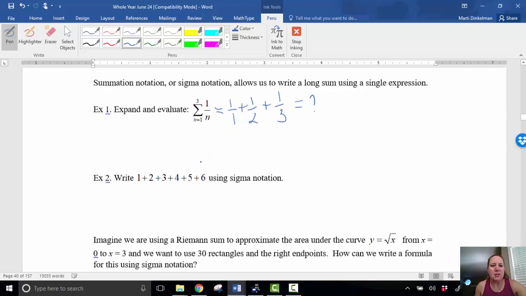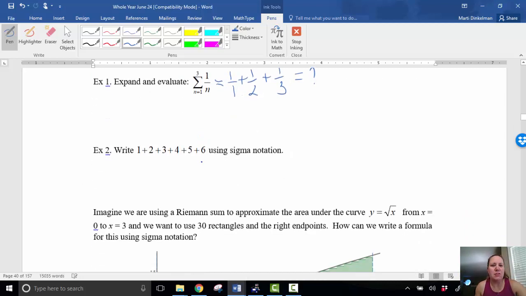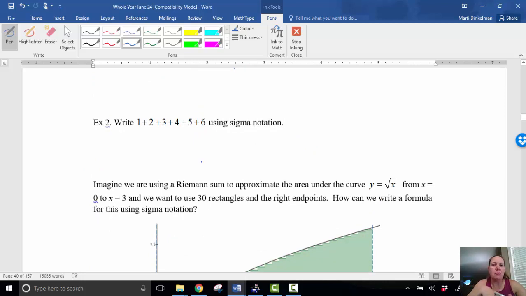Sometimes, and we're going to go through this more when we get to the later sections, we're going to have to write things in sigma notation. There's a couple ways we could do it. I'm going to go with n, starting with n is 1, and then we're going to end at 6. Again, there are a couple other ways that we can do that. What we want to try to do is think about how a Riemann sum, so adding up all those rectangles, could be written in sigma notation.